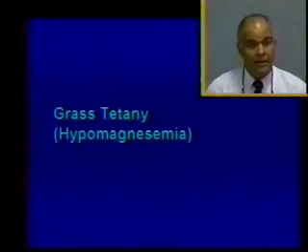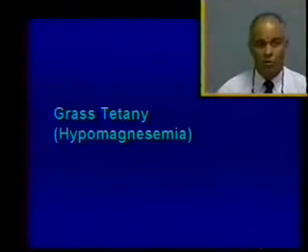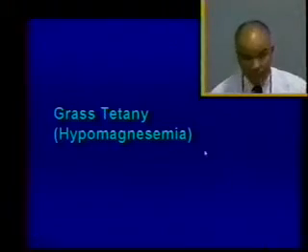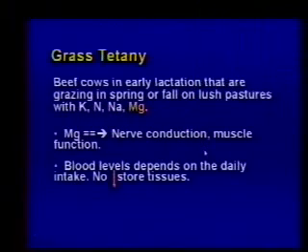Then we want to avoid legumes in prepartum cows because they're high in potassium. The next metabolic disorder is grass tetany or hypomagnesemia. Grass tetany occurs more commonly in beef cows in early lactation that are grazing in spring or fall lush pastures with high potassium, sodium, nitrogen, and low in magnesium.